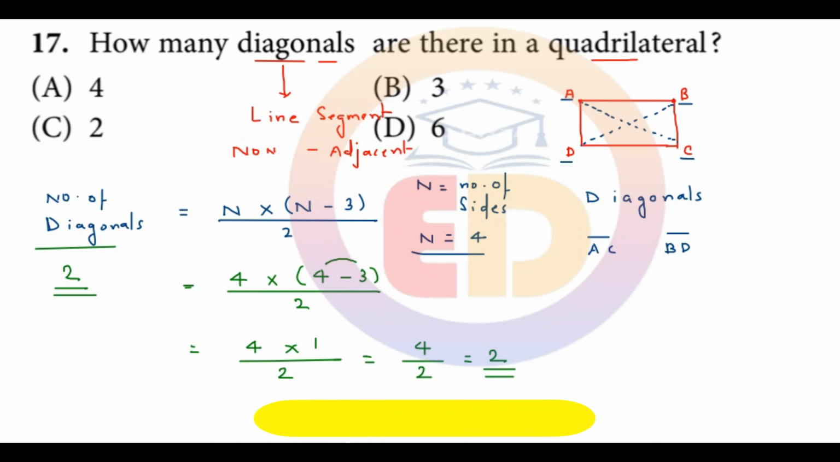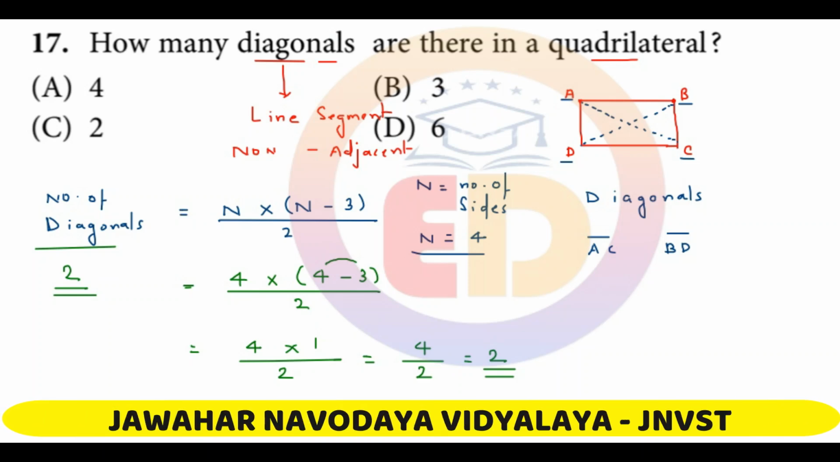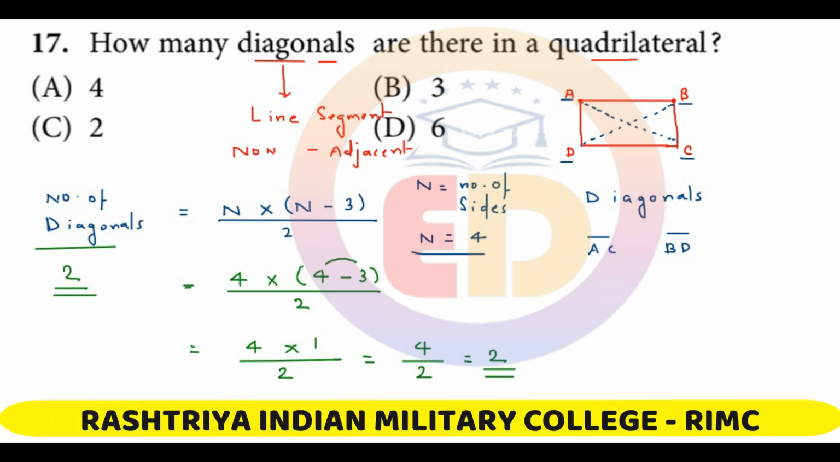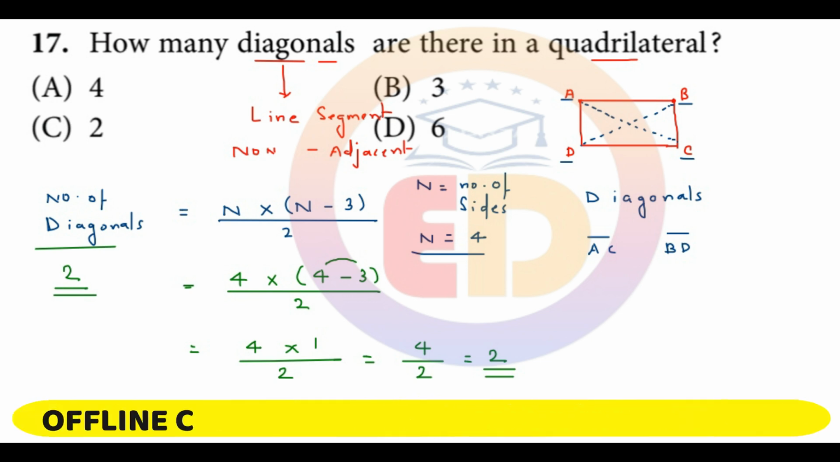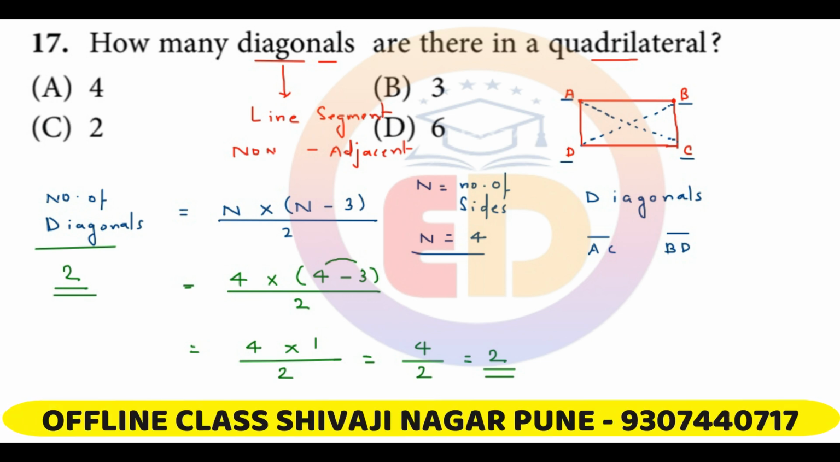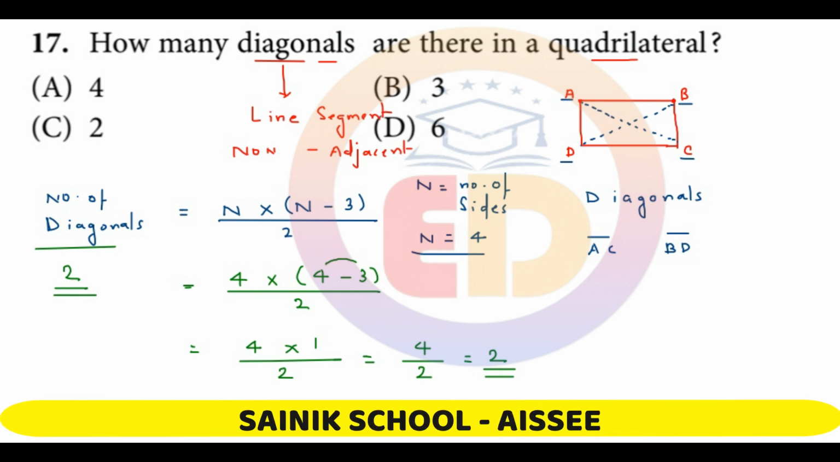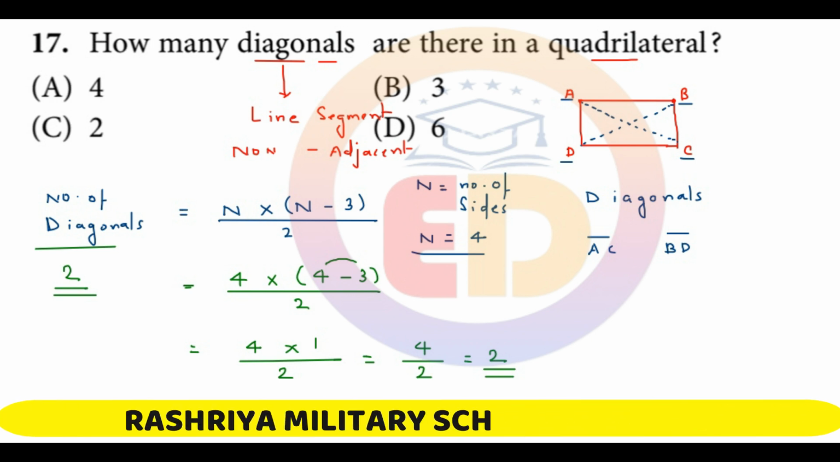The reason I have given you the formula is, right now it is a quadrilateral, so you can draw the diagonals by connecting the non-adjacent vertex. But if they give us slightly bigger polygons, for example pentagon, hexagon, heptagon, octagon, nonagon, decagon, then we can use this formula to find out the number of diagonals. Answer here will be option number C.